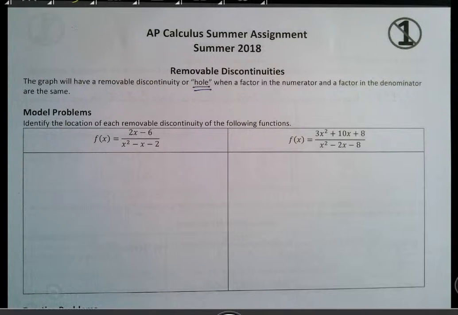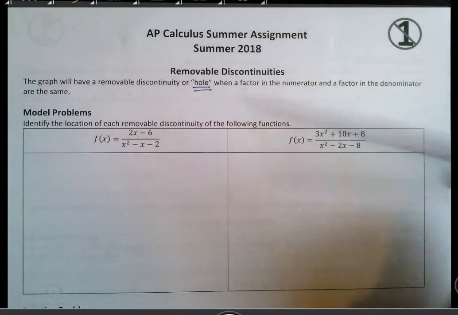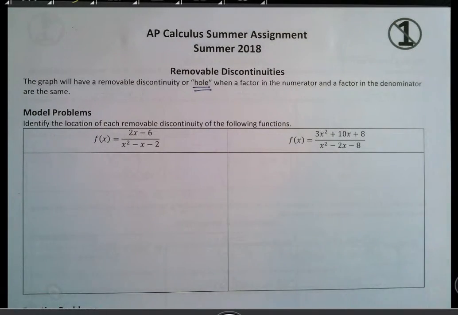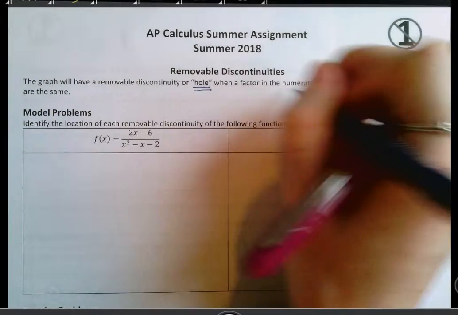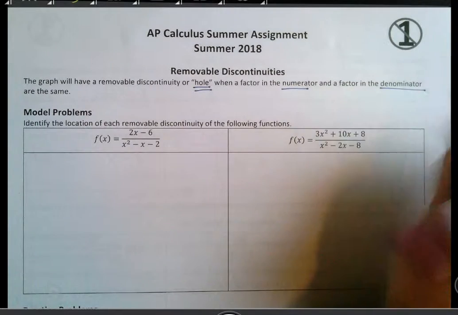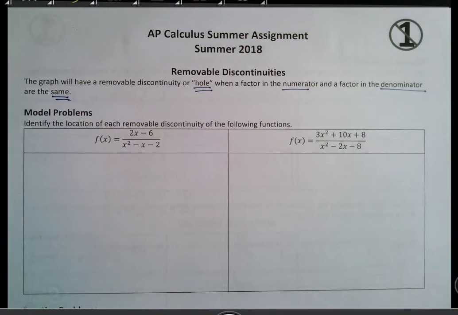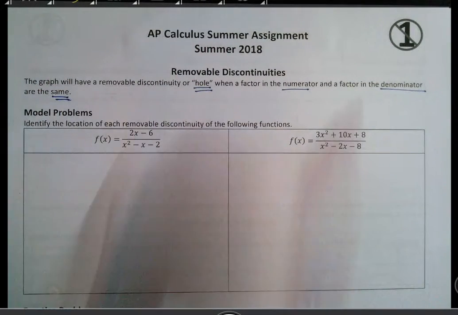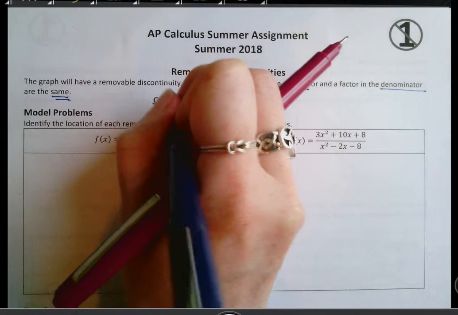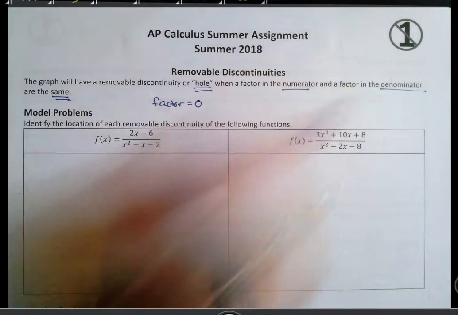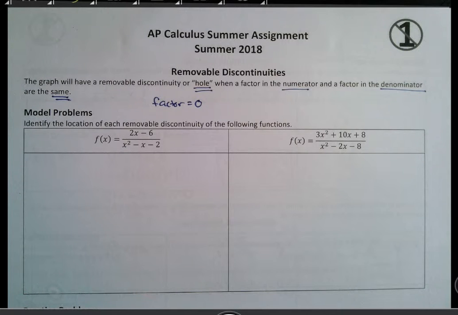Hey guys, so this video is going to be about those removable discontinuities. Whenever we have a graph, there's a potential for removable discontinuities. We also call them holes. When we're factoring, if we end up with a factor in the numerator and in the denominator and they're the same, that tells us where those occur, because we take that factor and set it equal to 0, and that will be where that removable discontinuity is.